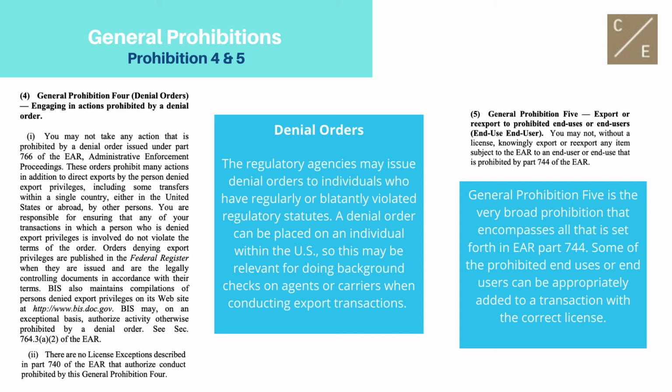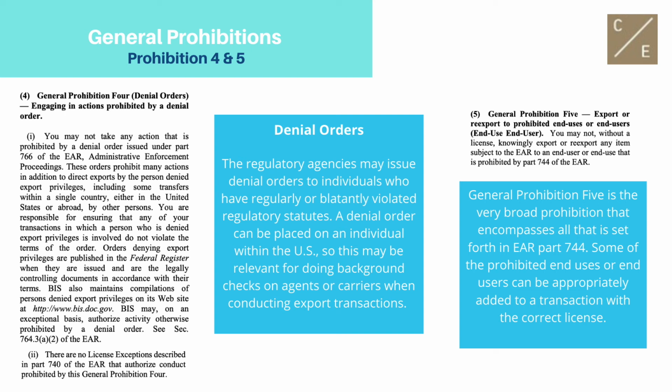General Prohibition 4 deals with denial orders. The regulatory agencies may issue denial orders to individuals who have regularly or blatantly violated regulatory statutes. A denial order can be placed on an individual within the U.S., so this may be relevant for doing background checks on agents or carriers when conducting export transactions. Denial orders can also be placed on specific transactions.